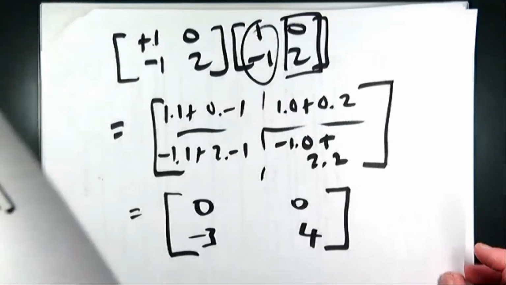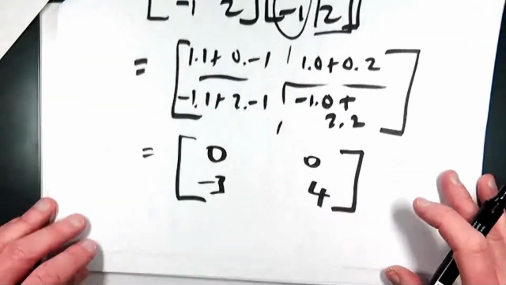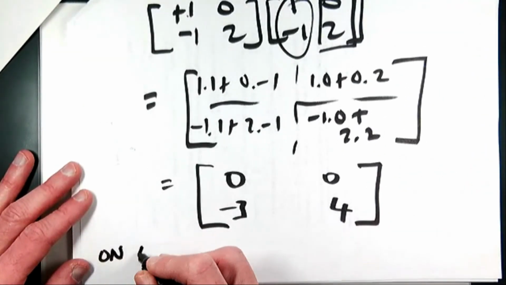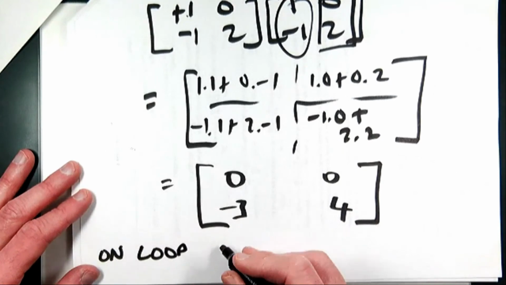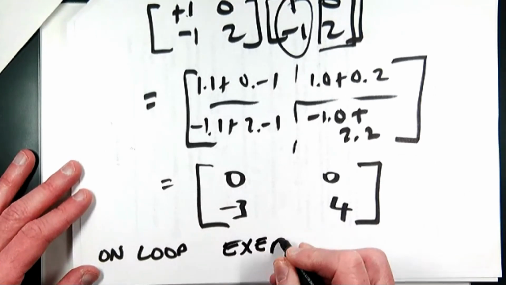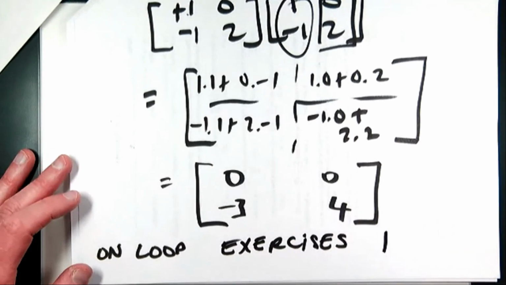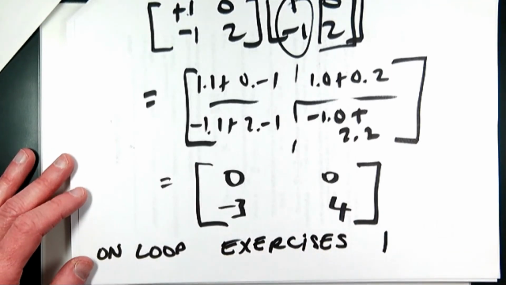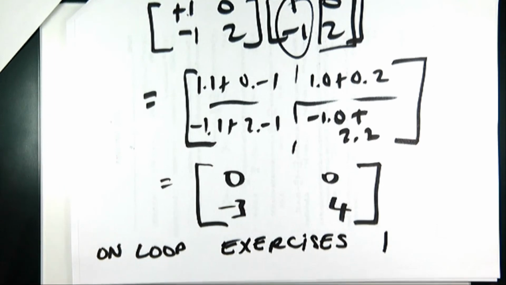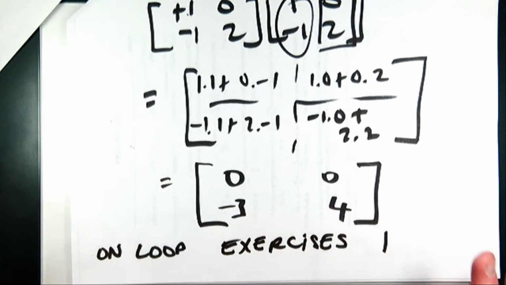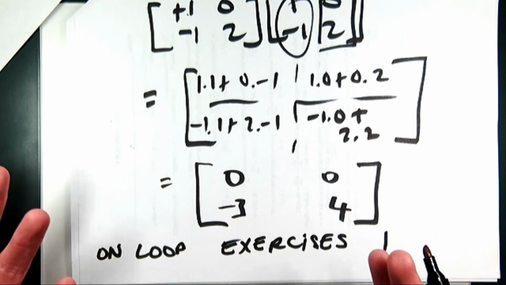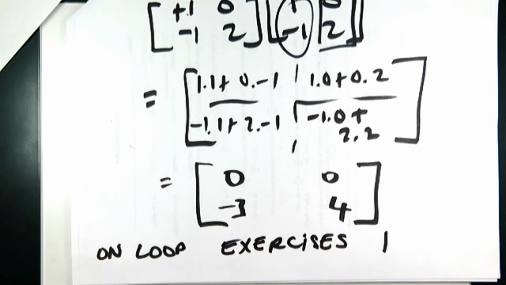Now, as I say, on Loop there are what are called exercises 1. Open that up. There are maybe 20 questions that you have to answer. The answers are given, not the solutions. So what you need to do is the calculation and make sure you get the right answer.